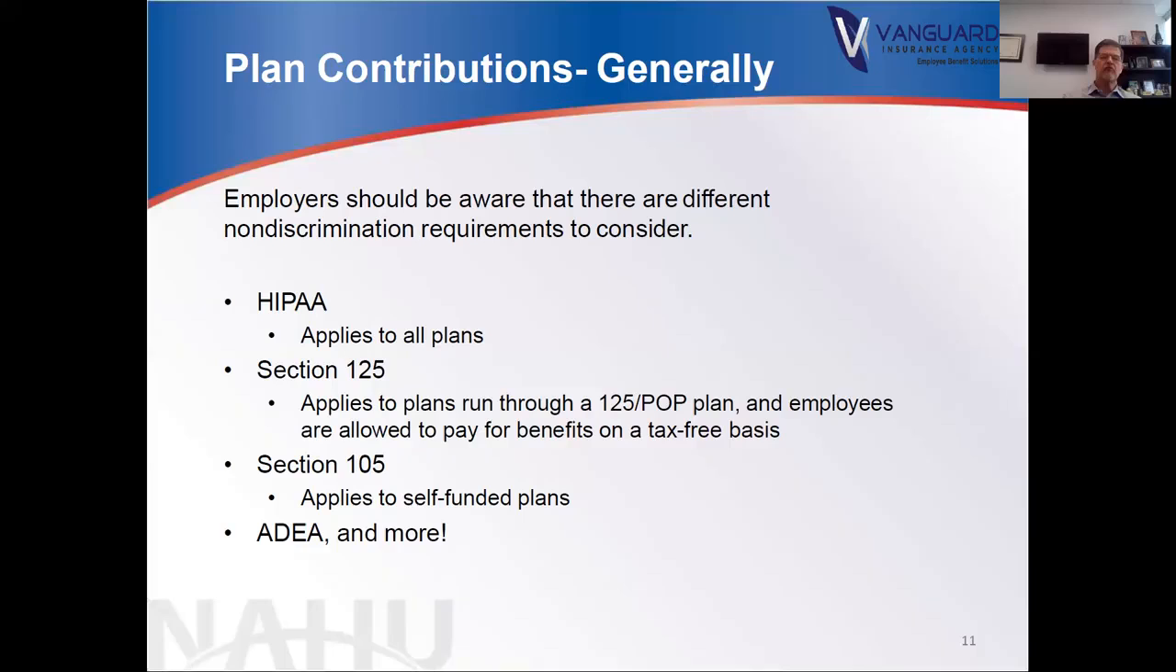And then Section 105 really applies more to self-funded plans. The last law that would be the ADEA, which is the age discrimination rules, and you have to make sure that your plans are not discriminating against older employees. The example used is age 40, which I find that highly offensive that that's what they call old these days, but it is what it is.